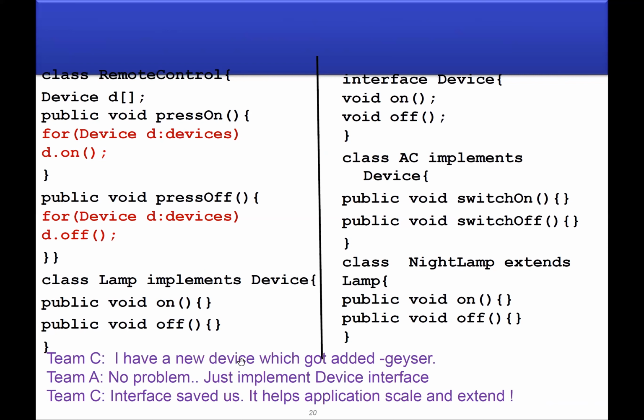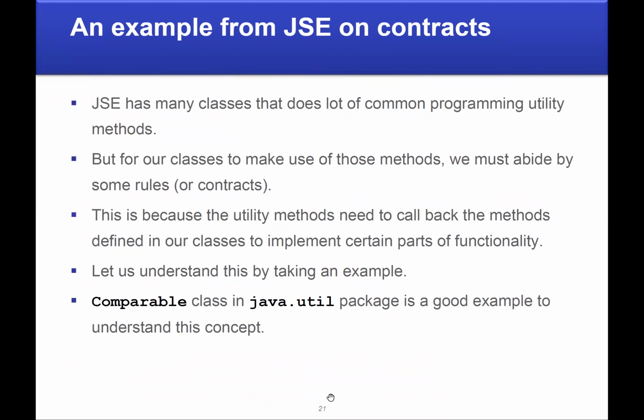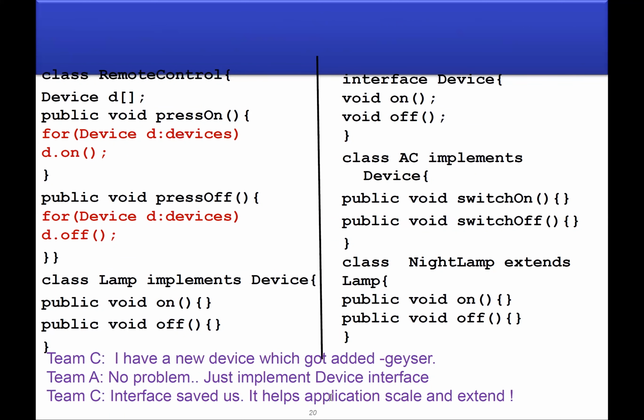So team C, I have a new device which got added by the user. Team A, no problem, just implement Device. Team C, interface saved us. It helps the application to scale and it will really help us to extend it. So that's where the use of interfaces will come into the picture.